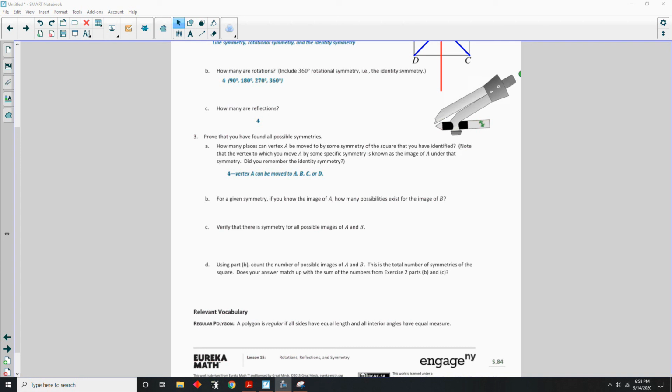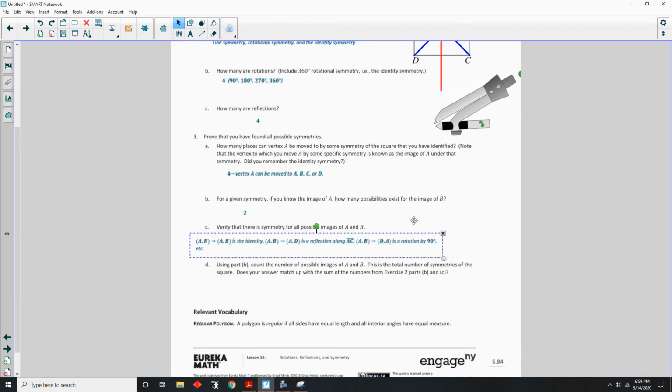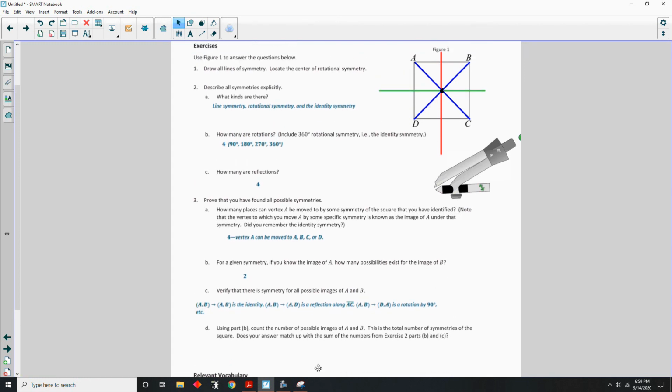Part B says, for a given symmetry, if you know the image of A, how many possibilities exist for the image of B? Okay, so the answer to that is 2. Part C says, verify that there is a symmetry for all possible images of A and B. So then you would say, the pair A, B onto A, B is the identity. AB onto AD is a reflection along AC. AB to DA is a rotation by 90 degrees, et cetera.